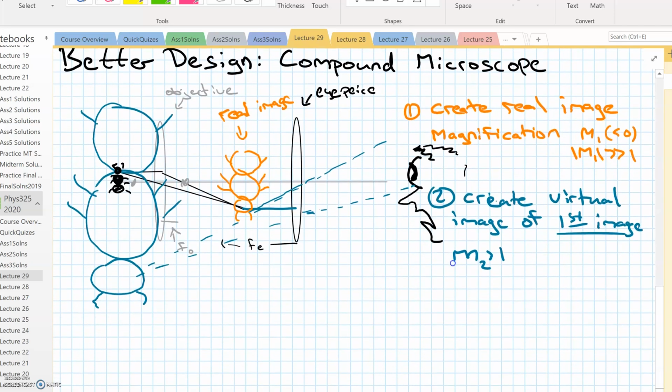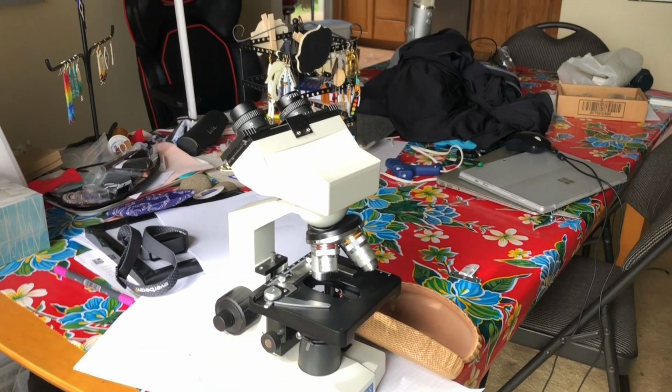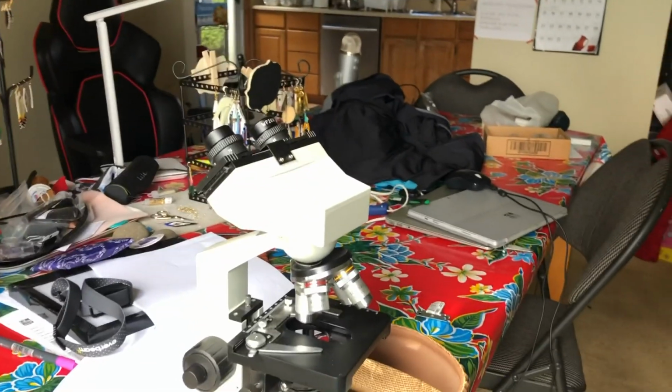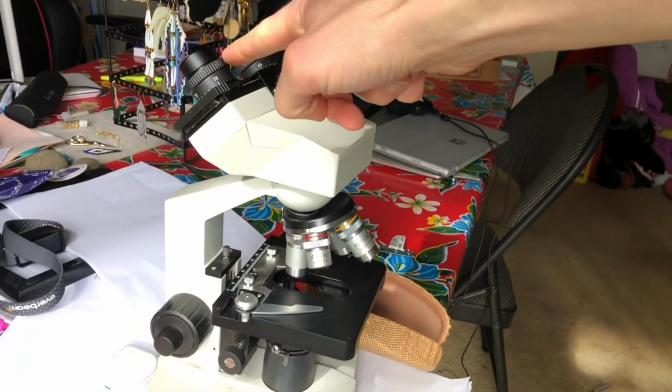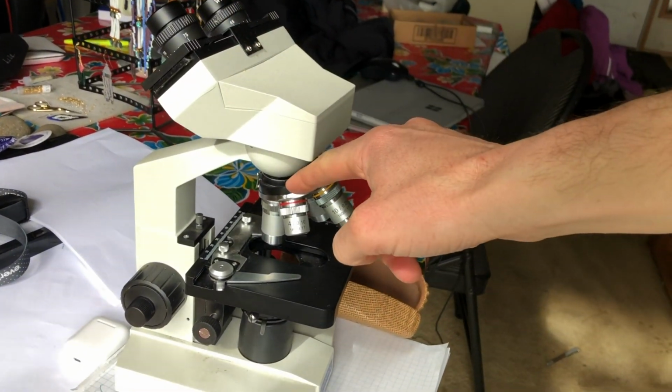Now let's take a look at one of these things. So here's an example of a compound microscope. I happen to have one in my closet. And we can see some of the details that we're talking about today. So this is the compound microscope. Here we have the eyepiece up here and the objective down here.